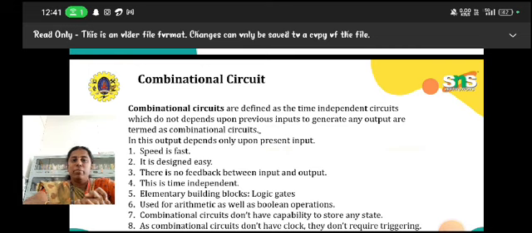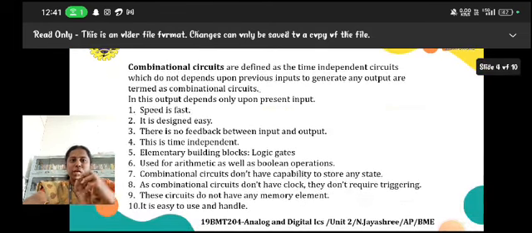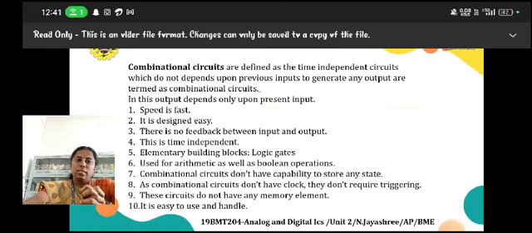Next, the definition and advantages of combinational circuits. Combinational circuits are defined as time independent circuits which do not depend on previous inputs to generate any outputs. The output depends only on the present inputs. For example, the two input AND gate gives 0 for 0 0, 0 for 1 0, and 1 for 1 1. If all the inputs are 1, the output is 1. For all other cases, it is 0.